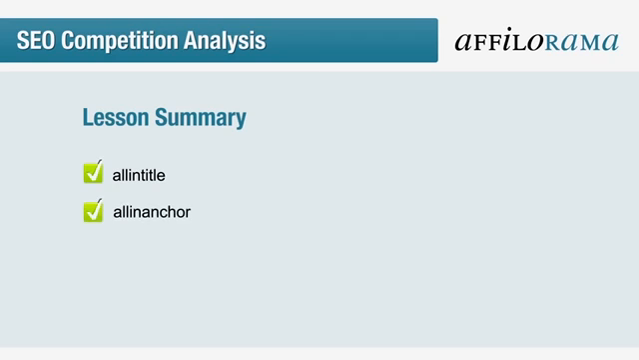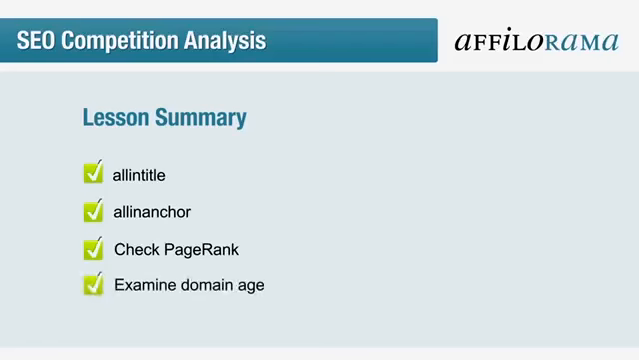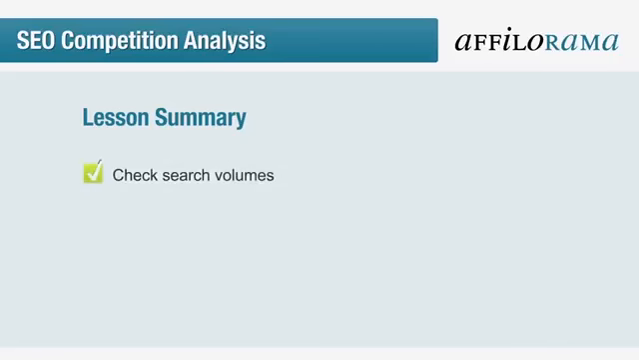All-in anchor. If your competitors' backlinks are missing your keyword, they may not be ranking as well as they should be. Check page rank. If too many competitors have a page rank 6+, they may be quite difficult to beat and you should focus on a different keyword. Examine domain age. Use a Whois tool or similar to see just how old ranking domains are. Check search volumes. Don't forget, if a keyword seems too easy to rank for, it may be because no one is searching for it.